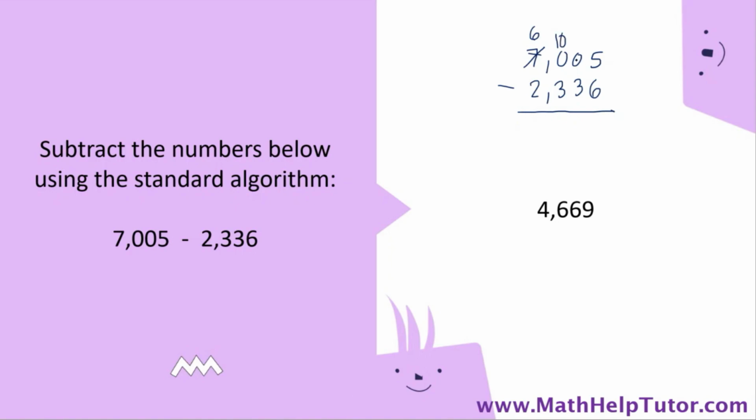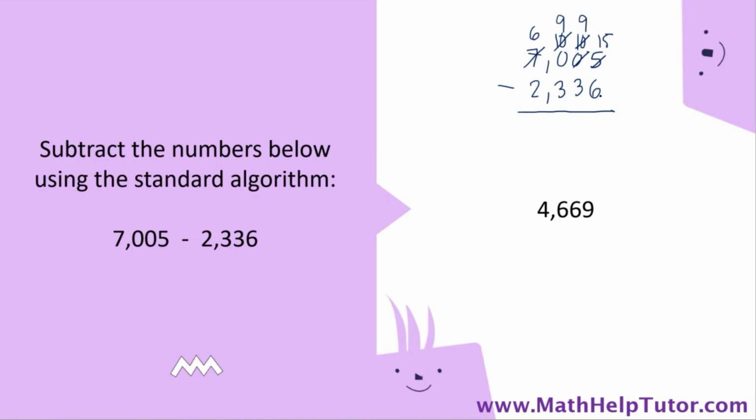But we need to borrow 1 for the tens place, so 10 becomes 9, and 0 also becomes 10. But we need to borrow 1 for the ones place, so 10 also becomes 9, and 5 becomes 15. So now we can perform the subtraction operation.